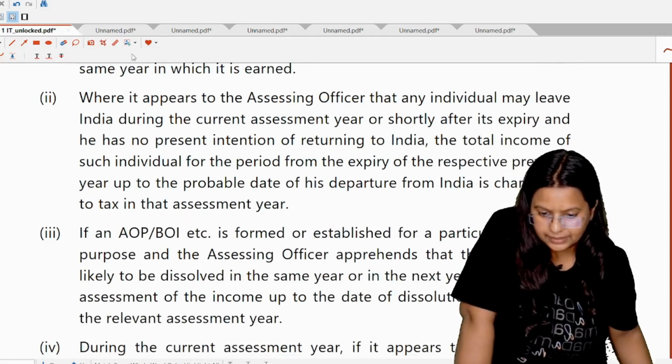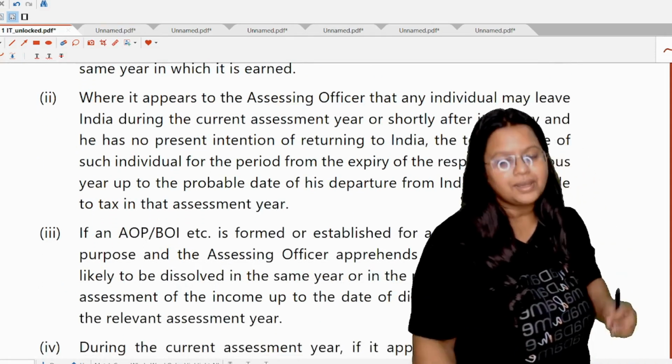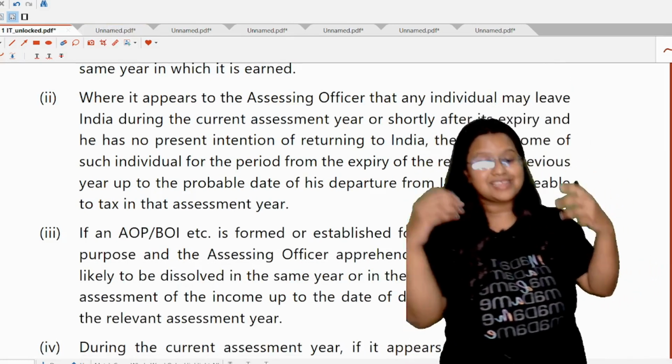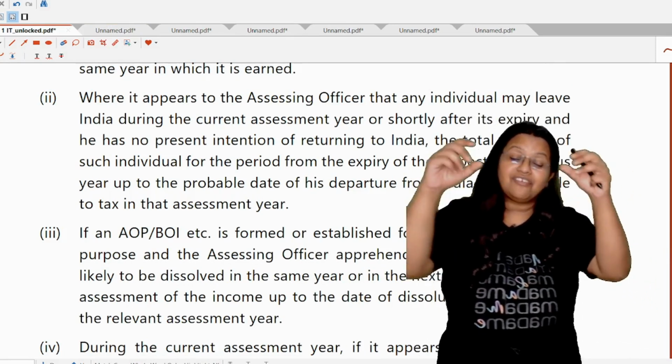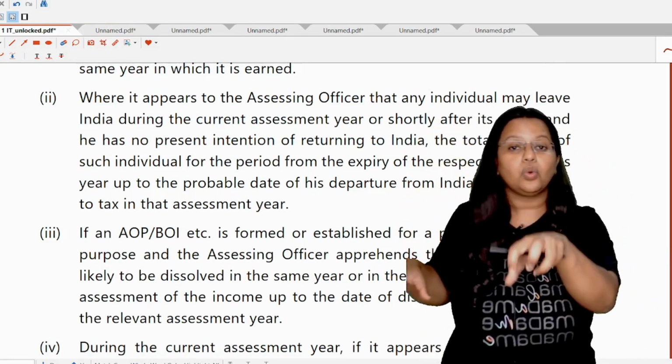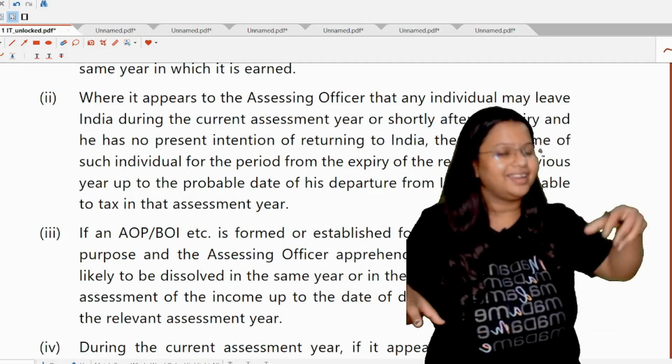Second, students, is if a person is leaving India, meaning the person is going to another country, and the assessing officer finds that this person is not coming back to India in the near future.